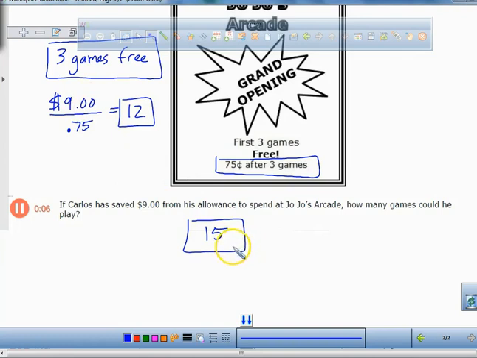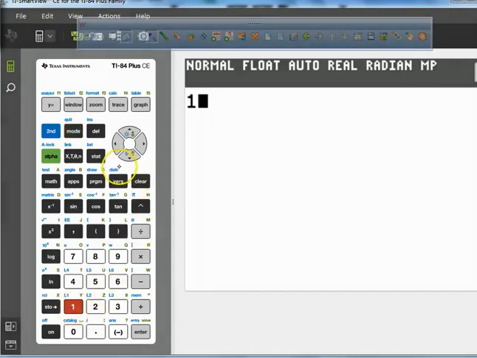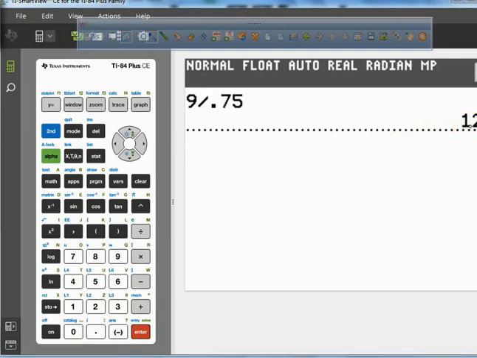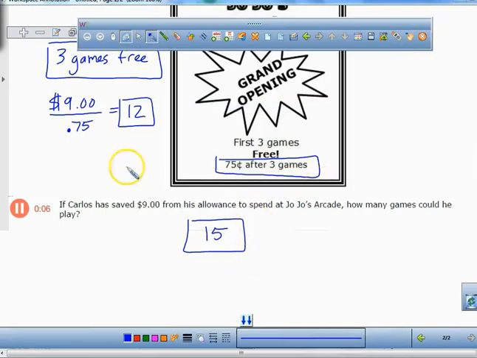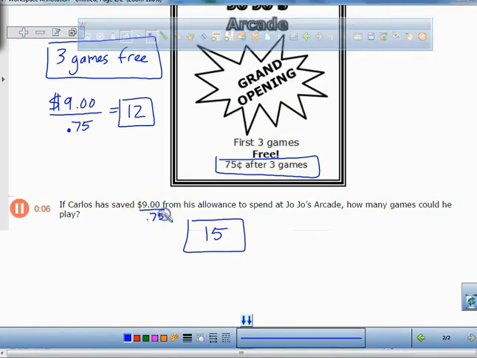Alright, let's see if we do the old calculator now. Apparently I'm talking about adding 3 games to 12. Oh, here we go. $9 divided by 0.75 equals 12. Alright, let's see here. What's next? Students had some questions. They were confused. Apparently I'm showing why it's 9 divided by 75 cents again.